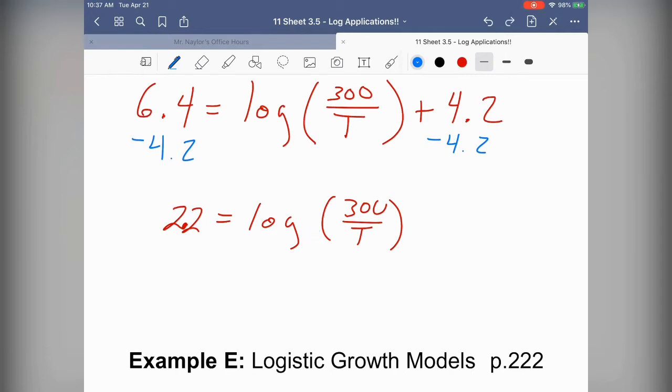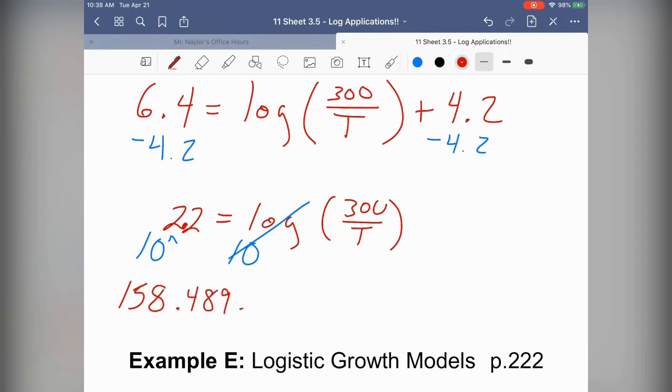It's a common log since it's not shown. So we can base both sides with a 10. Now, when you base both sides with a 10, it cancels a log, but it creates an exponent over here. It creates 10 to the 2.2 power. It's kind of like 10 squared and some, and that's why I end up with greater than 158.